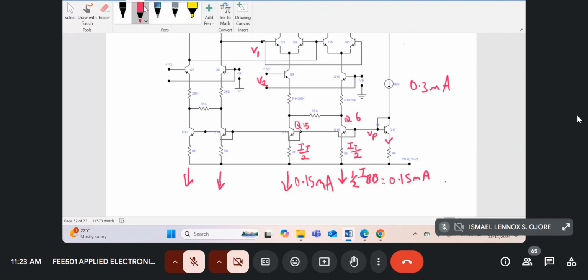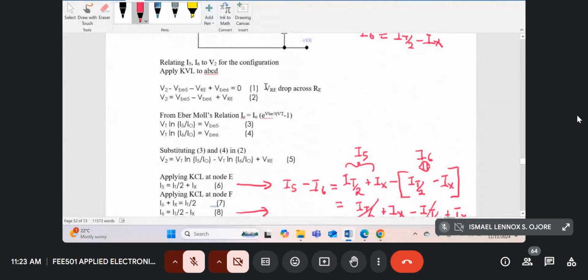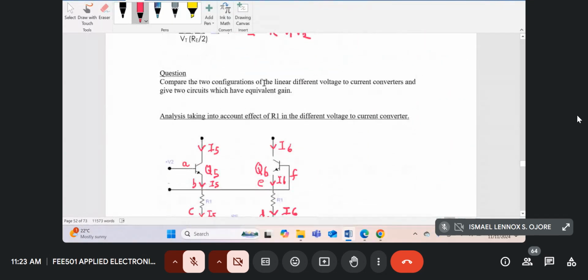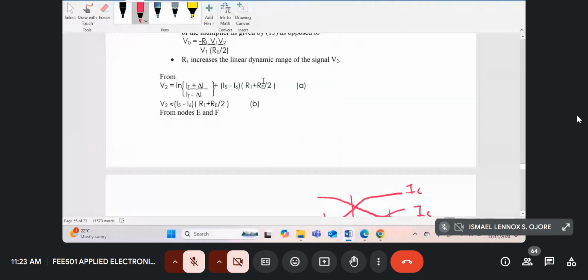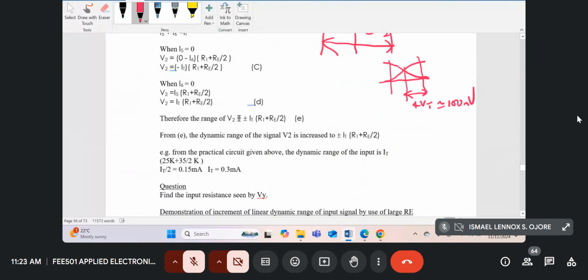So from that analysis, we found that V2 can take values plus or minus IT. I think it was plus minus IT. Let me just confirm. V2, equation E, plus minus IT into R1 plus RE over 2.